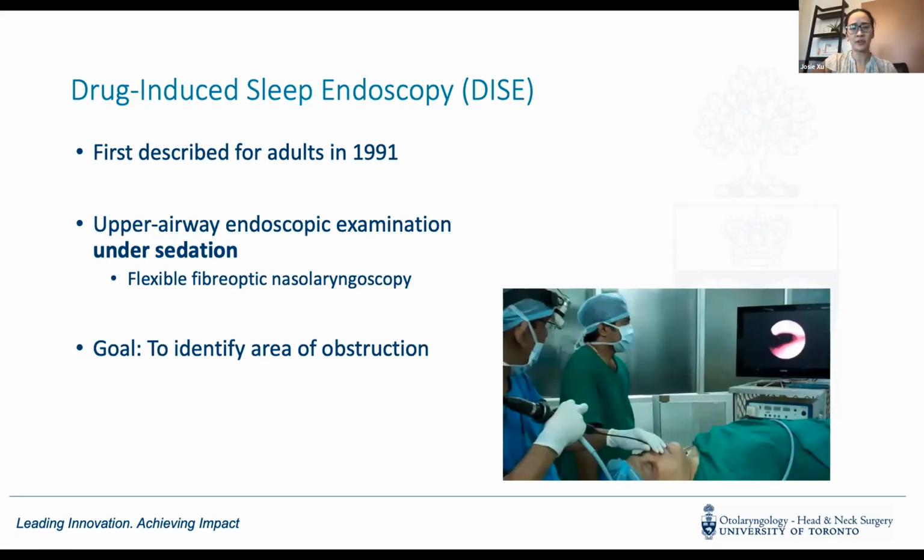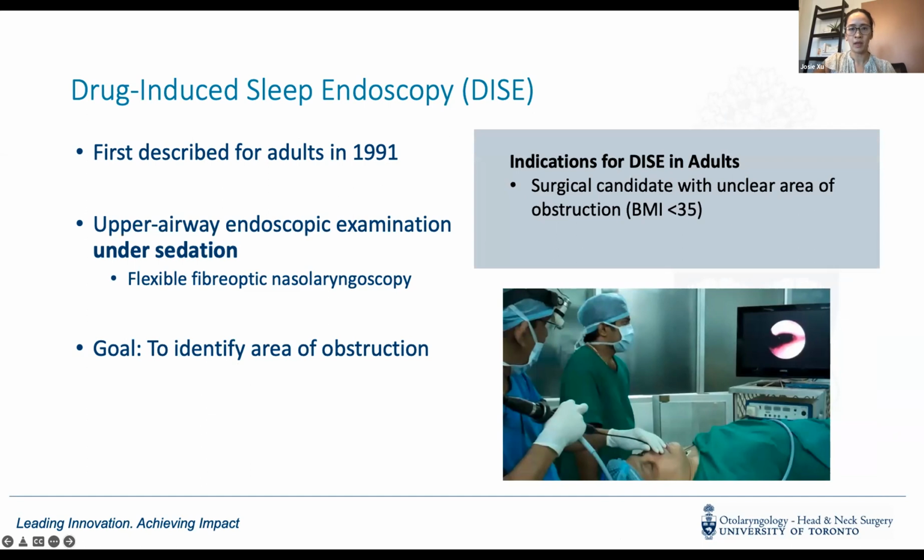Drug-induced sleep endoscopy was first described for adults in 1991, and effectively it's an upper airway endoscopic examination under sedation. So the same flexible fiber optic nasolaryngoscope is used as when the patient is awake, but the patient is put in a medicated sleep. And the goal is to identify the area of obstruction in the upper airway.